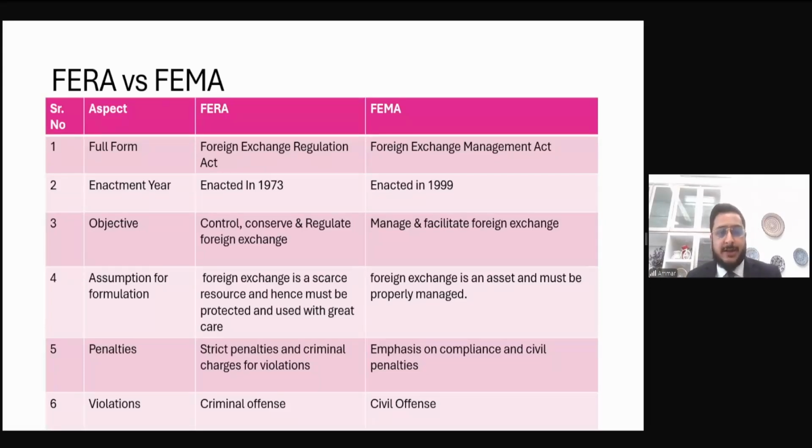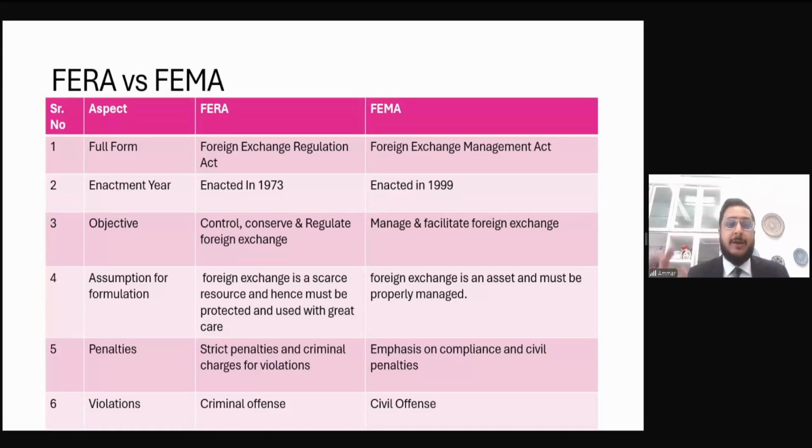Let's look at a small differentiation between FERA and FEMA. As I said, the main objective of FERA was to control, conserve, and regulate foreign exchange, while the main aim of FEMA was to manage and facilitate foreign exchange. The main assumption behind FERA was that foreign exchange is a scarce resource, hence it must be protected and conserved.